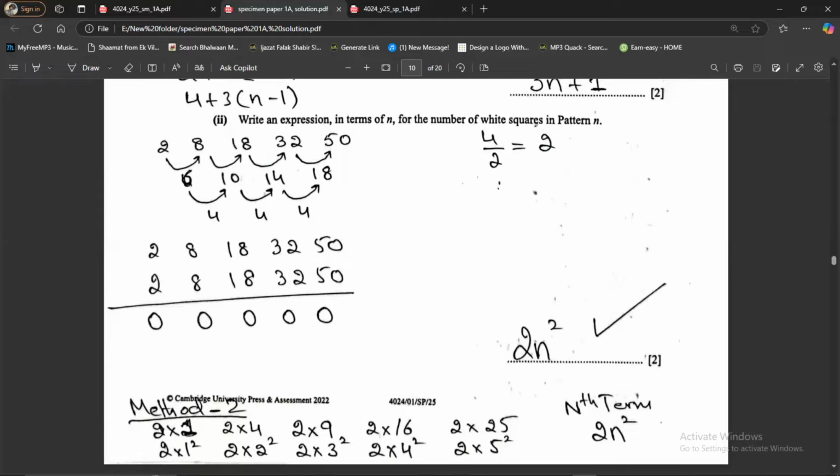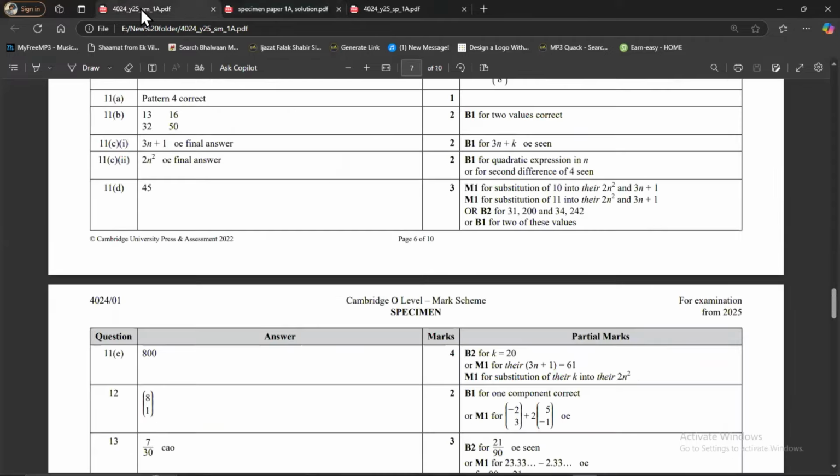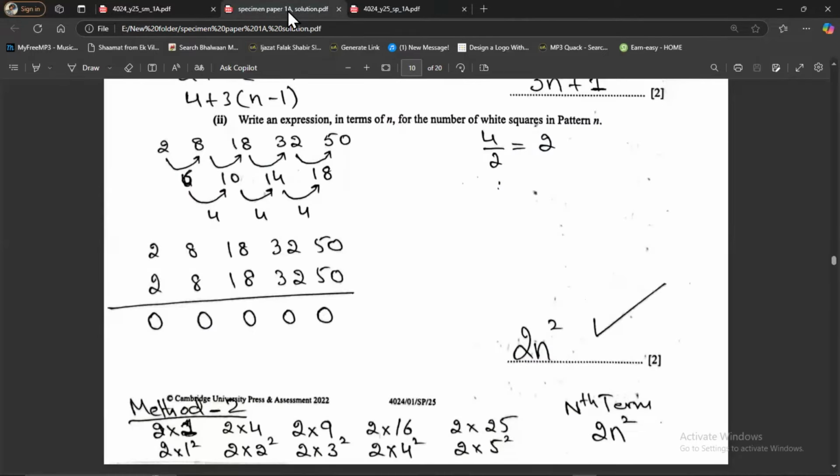Then the nth term will be 2n squared. This is method number 2. You can catch the pattern. If you can catch the pattern, then you can go like this also. If we cannot catch the pattern, then I go by this formula. I hope this will be helpful for you. So you should know how to find the nth term of a quadratic sequence.